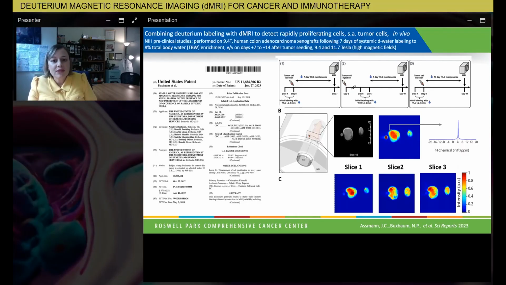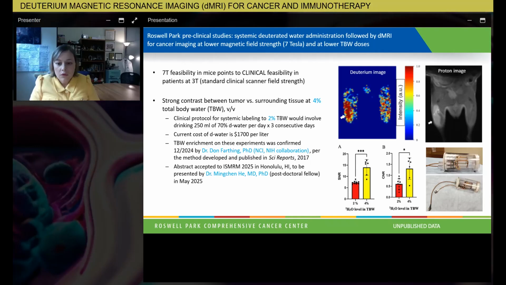So what we were hoping to see was if you provide deuterated water to a mouse or a person, if they have cancer, the cancer cells will take up the deuterium and then will light up on MRI. Why is that useful, actually? Because sometimes you can see cancer.